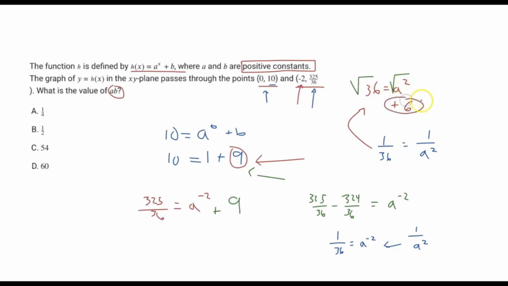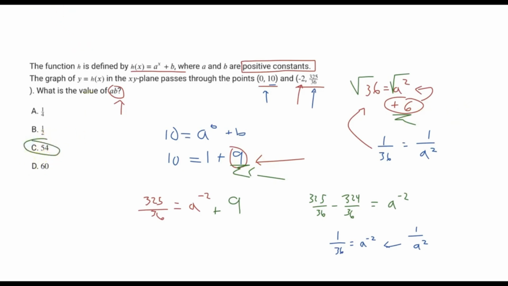So positive 6 here is our answer for a, but the question is asking for the sum of a and b. So we know here that b is a value of positive 9, and a is a value of positive 6. So 9 plus 6 is going to give us a value of 15, and therefore C is going to be our final answer.